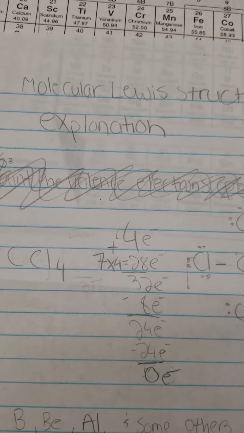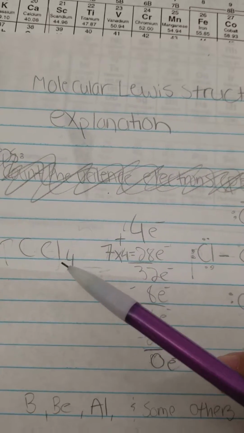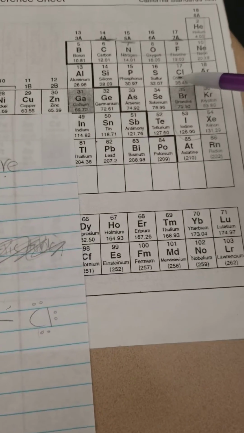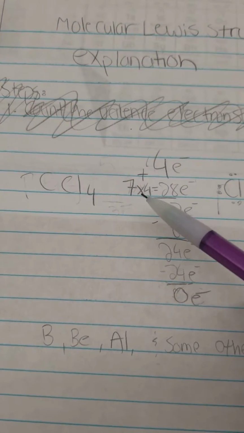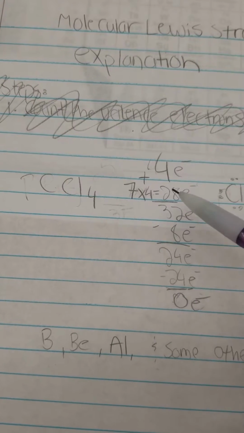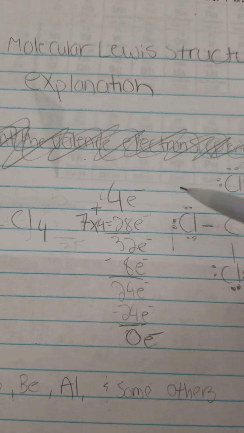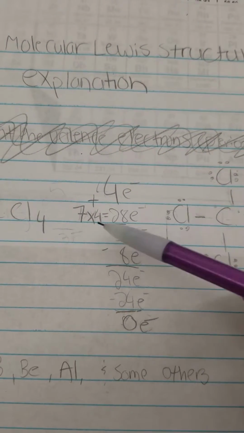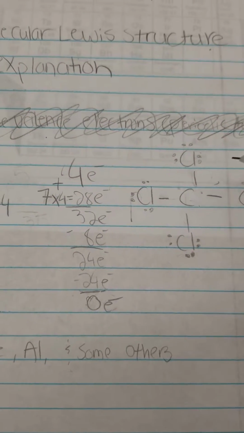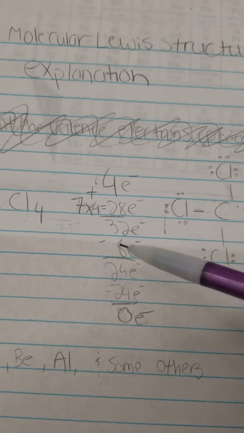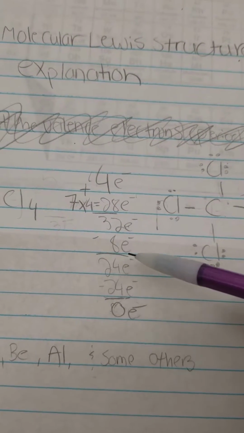And then the 7 times 4 comes from the valence electrons of chlorine, right here. Chlorine, 7A, 7 electrons, but there's 4 chlorines, so you need to multiply that by 4. If it was 5 chlorines, you multiply by 5. If it was 2 chlorines, you multiply by 2, and so on and so forth. 28 electrons in total. 7 times 4 is 28. And then you add these together to get the total amount of electrons that will go into this equation right here. 32 electrons.